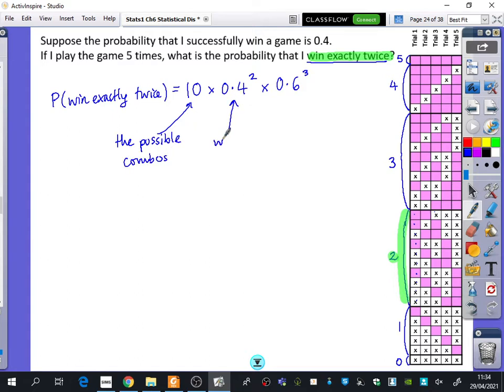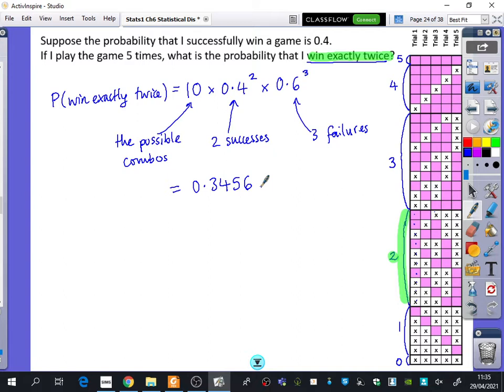Because we want to know about winning twice, this is the probability that I win twice. I think on the previous page I wrote successful twice. I wrote 2 successes, so I'm going to do the same thing. And then I want there to be 3 failures. And then I'll just get that on my calculator. So that's 10 times 0.4 squared times 0.6 cubed. So that's 0.3456.